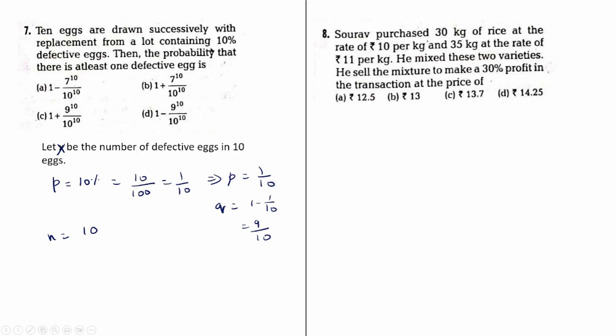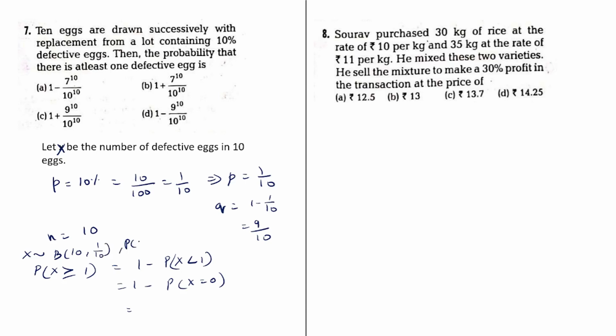We have to find the probability that there is at least one defective egg. So we have to find probability of X greater than or equal to 1. This is nothing but 1 minus probability of X less than 1, so it is 1 minus probability of X equal to 0. Now X follows binomial distribution with parameters n comma p, that is 10 comma 1 by 10.